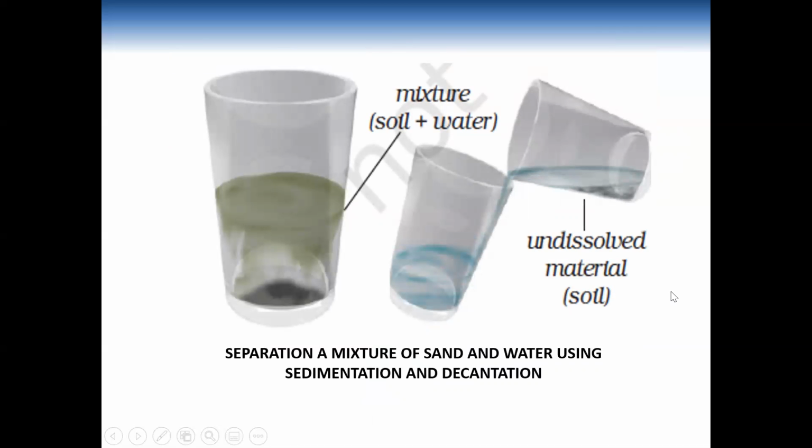Similarly, you can easily separate soil from water by sedimentation and decantation. Soil is heavier than water, so it will settle down at the bottom, whereas the liquid can be transferred into another vessel. So right now we discussed that by sedimentation and decantation, we can easily separate sand from water.